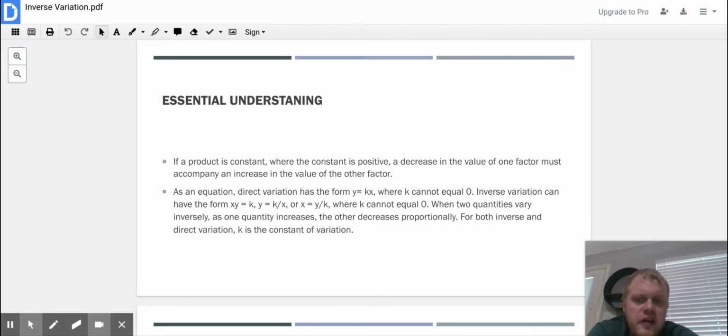When two quantities vary inversely, as one quantity increases, the other one should decrease proportionally. For both inverse and direct variation, k is going to be our constant of variation as always. So in any formula that we use, k is always going to be our constant of variation.